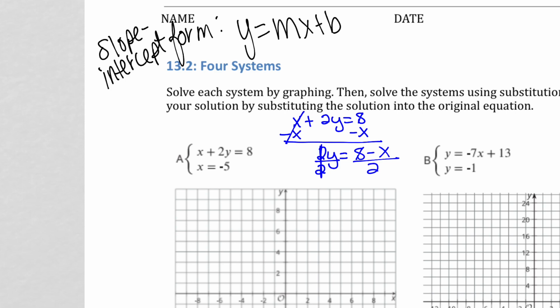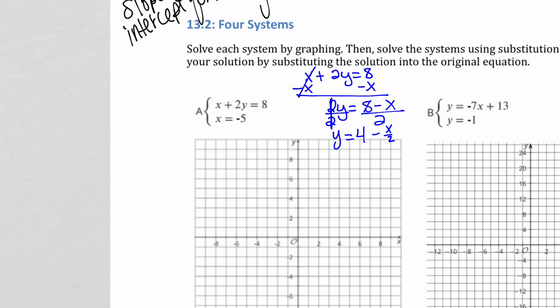So we're going to get y equals, what is 8 divided by 2? 4. What is negative x divided by 2? Okay, in my equation now, what is my slope? What is my m? 4. You sure about that? Negative 1/2. Oh, okay. Because there's a 1 attached to the x. So we could put a 1 right here.